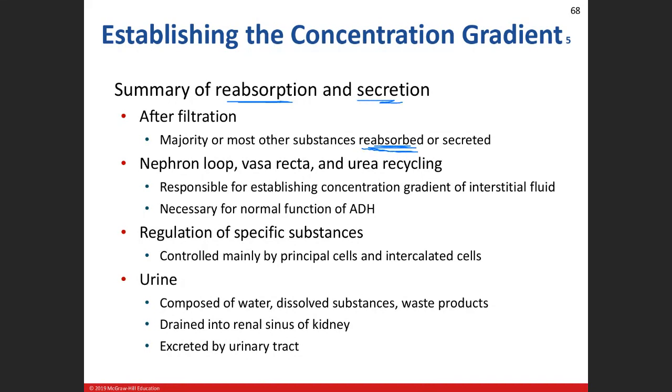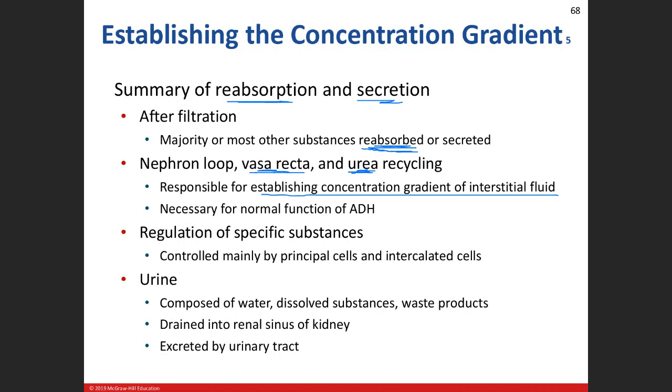When we talk about our concentration gradient, we're talking about our nephron loop that includes the vasa recta. We just talked about what goes on in the nephron loop with our countercurrent multiplier, and that countercurrent flow that occurs in the nephron loop is going to help set up our concentration gradient. Finally, I just got done talking about the urea cycle, which is going to help us create that concentration gradient for the interstitial fluid.